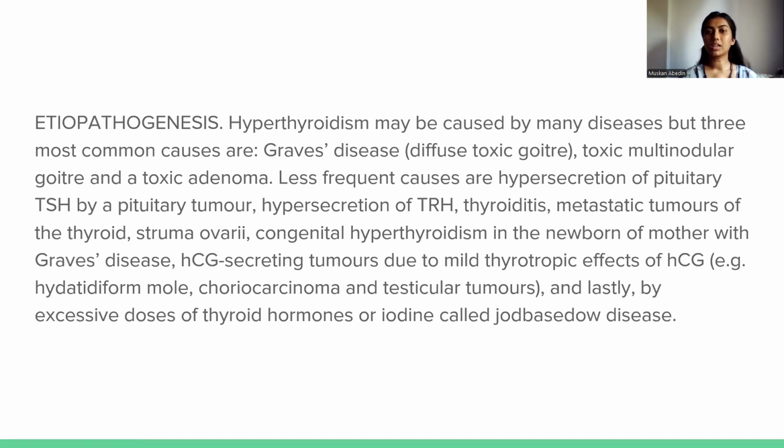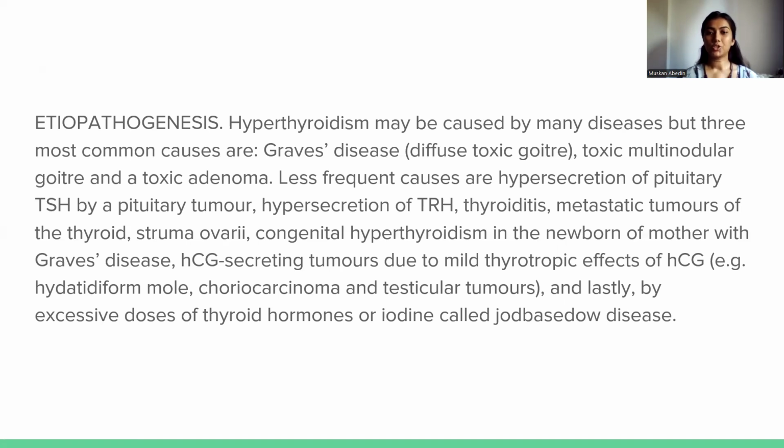Hypersecretion of TRH, the thyrotropin releasing hormone, can also occur in excess amounts. Thyroiditis, which is inflammation of the thyroid gland, can also cause this disease. Metastatic tumors of the thyroid can also cause more release of this hormone. Then there is struma ovarii, and congenital hyperthyroidism, which is seen in newborns of mothers with Graves' disease.